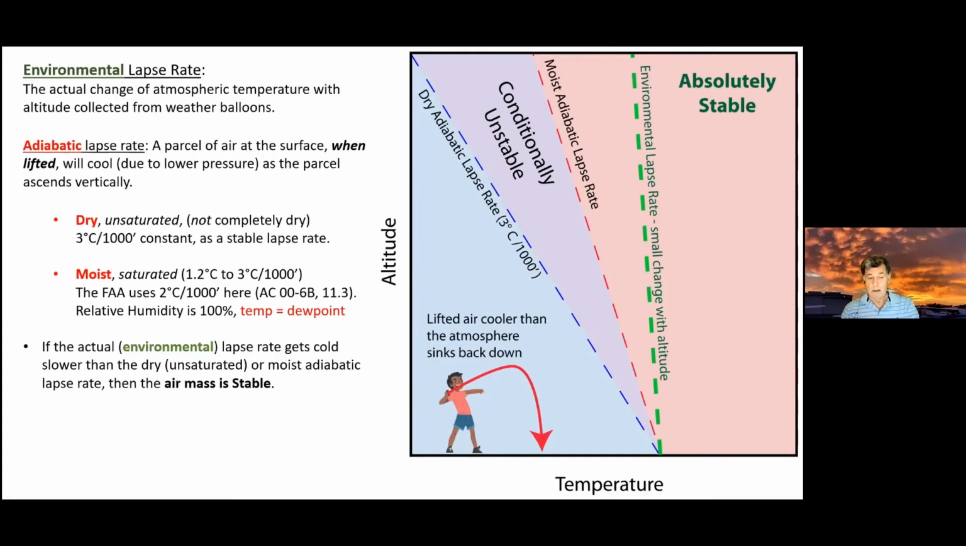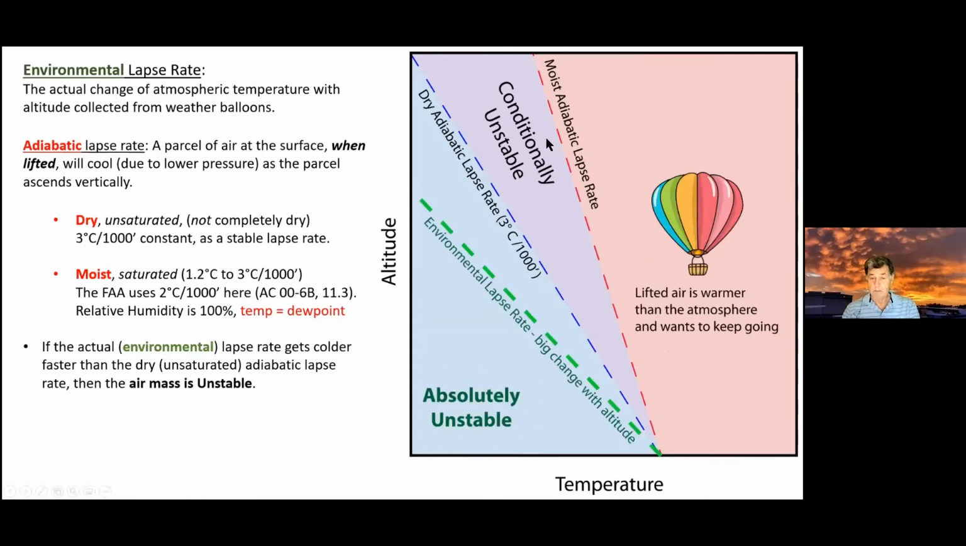But if the actual environmental lapse rate happened to be cooling at a greater rate than the moist or the dry adiabatic lapse rate, it would look something like this. In that case, this would just be our standard, whatever's going on in our atmosphere that day, this line right here, the green one. If I took a parcel of air and lifted it, regardless of whether it was moist or dry, it's going to cool more slowly than the actual environment. And what that means is it stays warmer than the environment and less dense. And then it's off to the races.